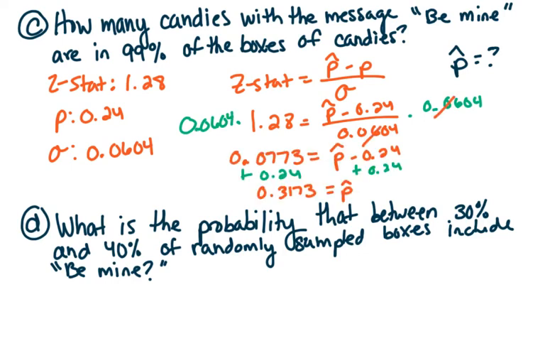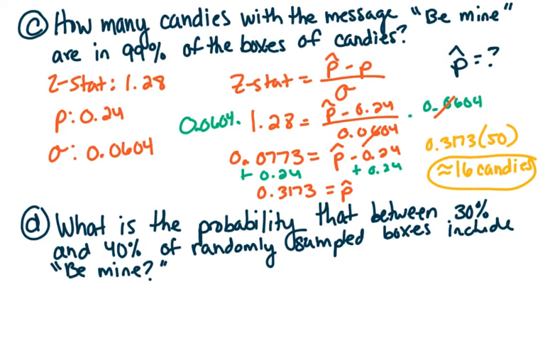Okay, so I worked out the calculations, so I multiplied by the standard deviation, and then to get rid of the negative 0.24, I added 0.24 to both sides, and so I got P hat is equal to that, and so that's my proportion. So that means about 31% or 32% of my 50 candies. So the number of candies that I can make sure I'll get 99% of the time is going to be 0.3173 times 50, so approximately 16 candies.